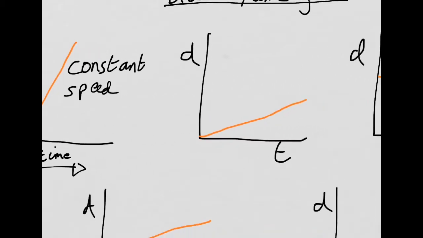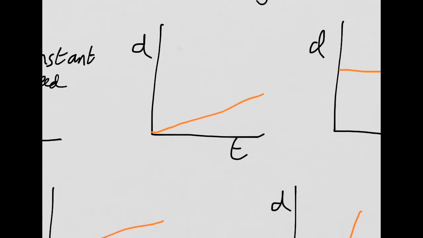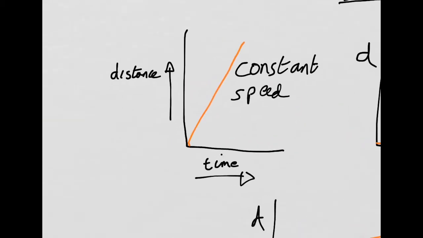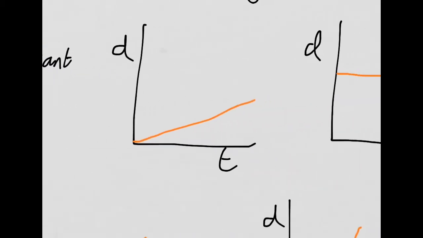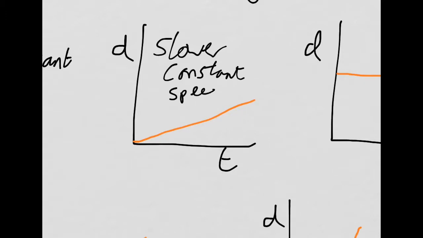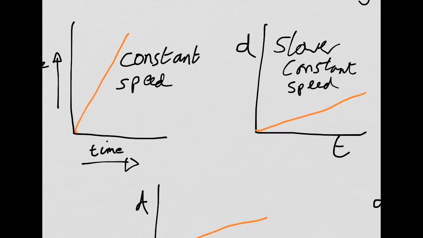So what about this one then? Now we know that it's a straight line still and it's going up, so it must be a constant speed again. But how does this constant speed differ from this constant speed? If the distance is increasing, it's just not increasing by as much. Therefore, it must be a slower constant speed. So already we've learned that the steeper the line, the faster the object is moving.